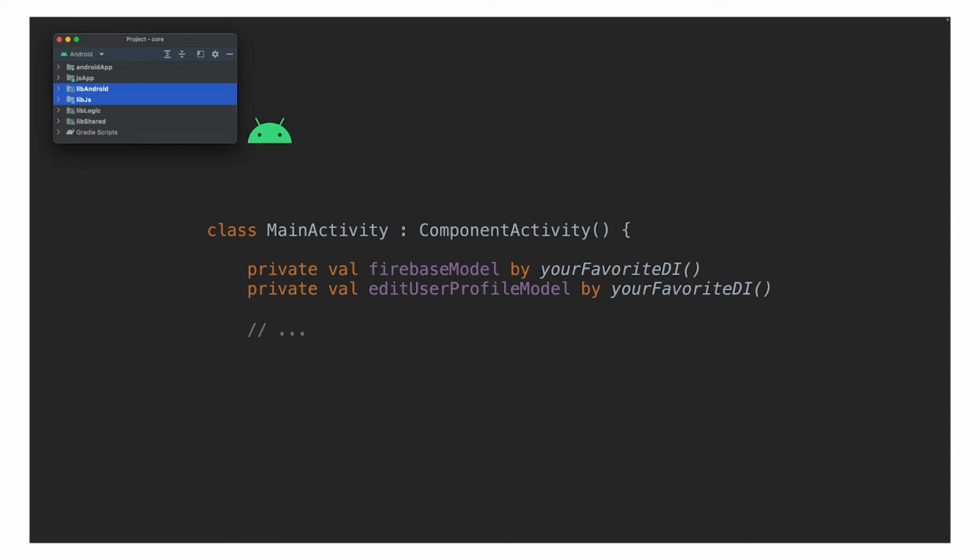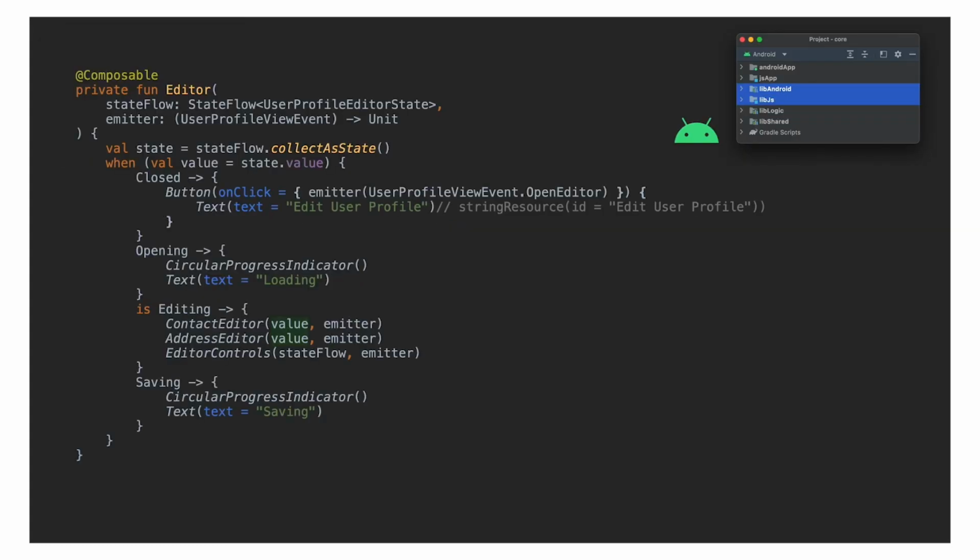Jumping to the main activity, we can use the dependency injection of our choice to get a copy of the editor model. The Compose code flipping between these states is simple. We call collectAsState on our state flow. The when clause will force us to handle all possible cases. Now note the use of an emitter function here. We use it to emit the view event signals back to our model.